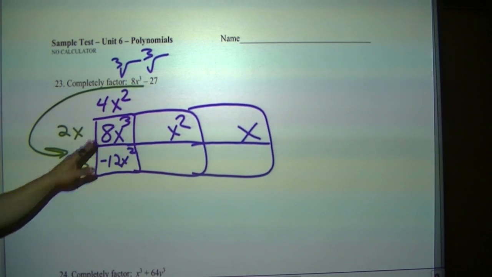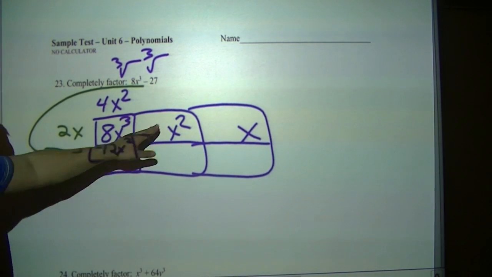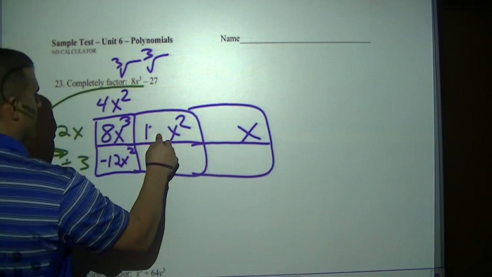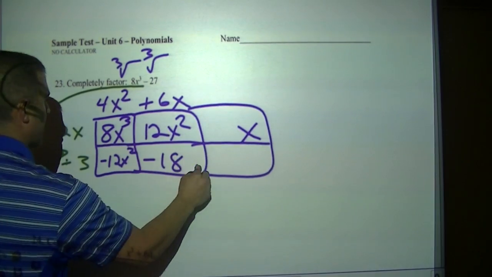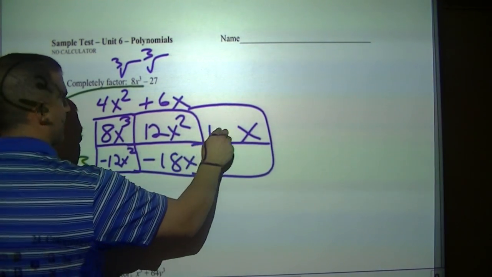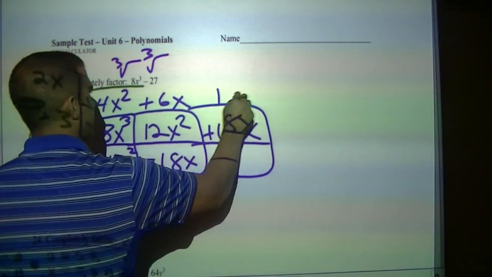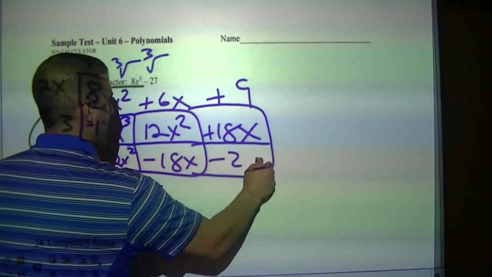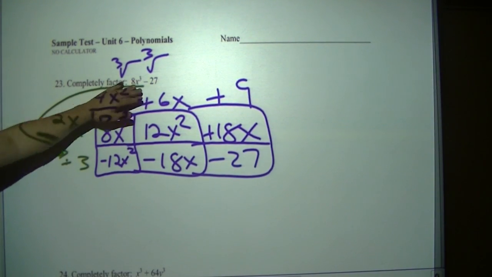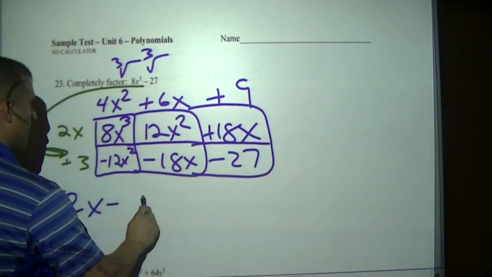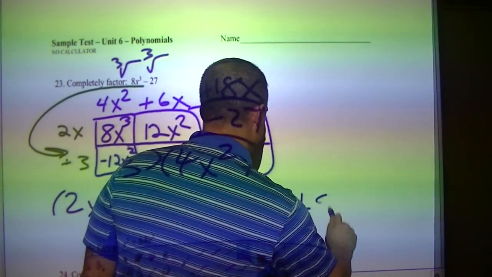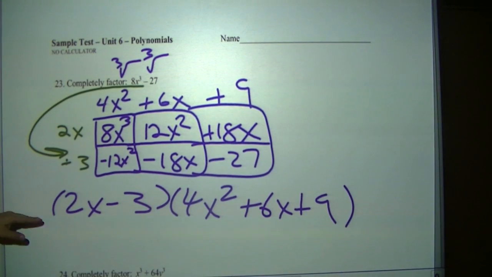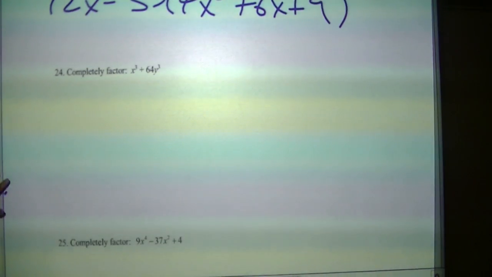Now, if you notice, I don't have an x squared term, so these got to cancel out or eliminate. So that's got to be 12. That's got to be 6. That's got to be negative 18. Once again, these have to cancel out, so that's got to be positive 18. That's got to be 9. That's going to be negative 27. Now, since I had to come up with both of these on my own, both of those are a part of my answer, because that's my factors.